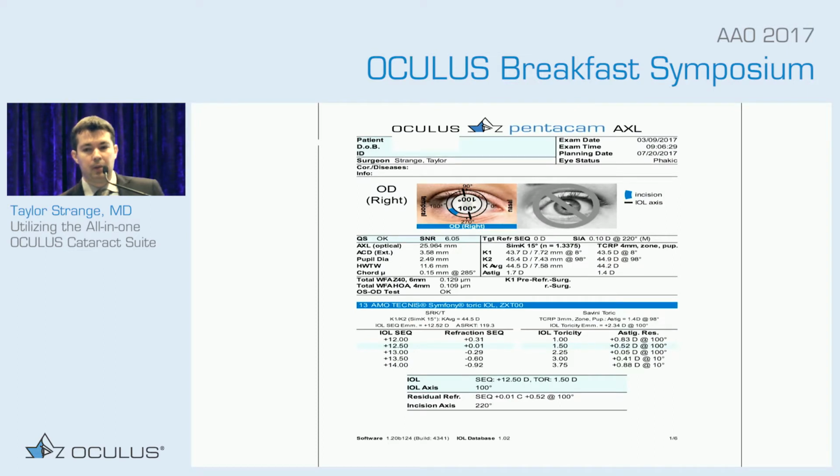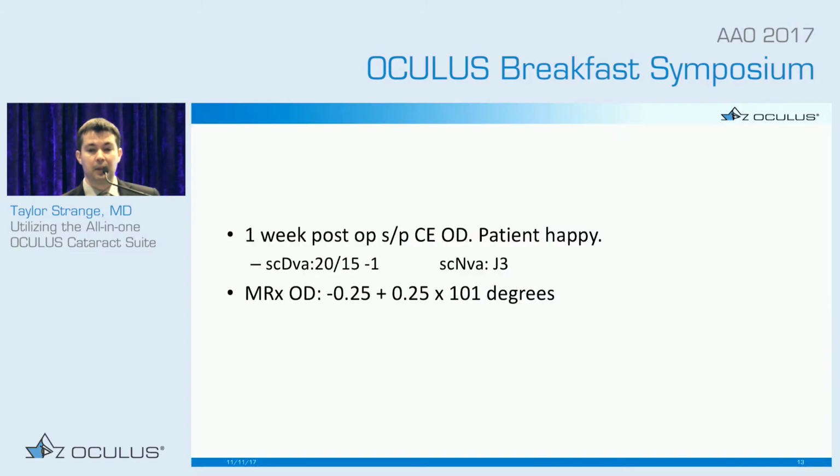And so I love the printout of this. This is what I take to the OR with me, and it has a lot of the data that we've been talking about on one printout. I bring this with me to the OR and have this on hand. Planning for a 12.5 diopter lens with a 1.5 axis of astigmatism, and she did really well, 1 week post-op and landed on target.